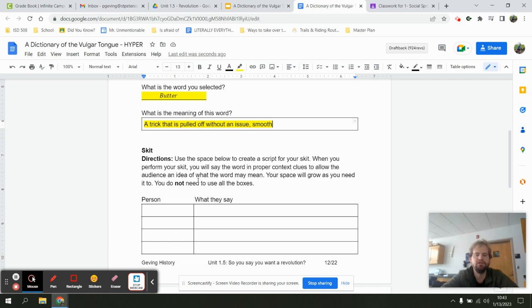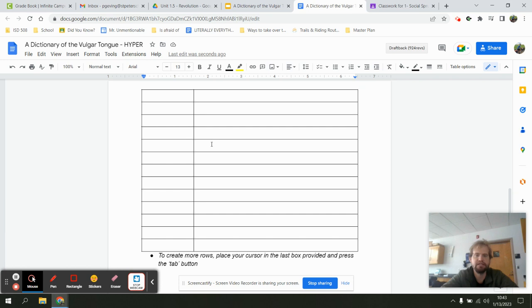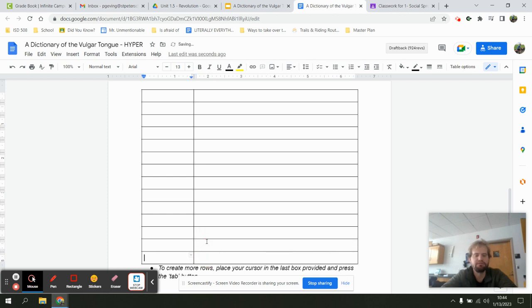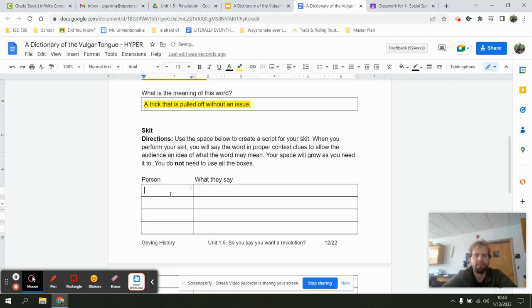We do not need to use all the boxes. The boxes continue on the other side. As you're typing, you're seeing that there are a lot of boxes. Do we need to use them all? We don't. If you need more, put your cursor in the bottom box, press tab, and you'll create as many as you need. Now I'm going to write my script.